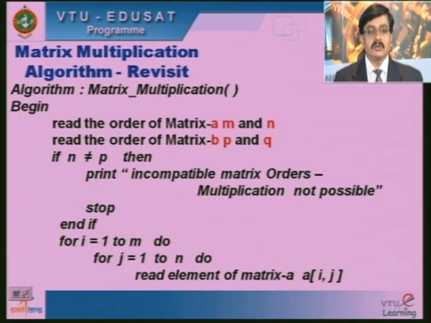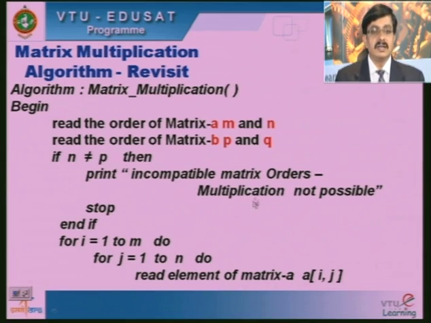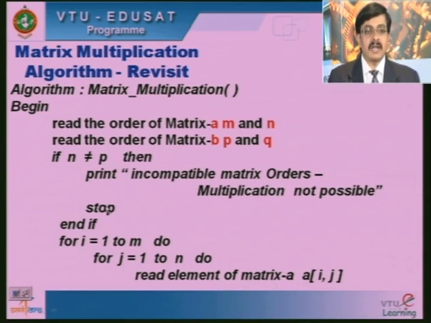The algorithm you saw yesterday is like this. First we read the order of matrix A, m cross n, and the order of matrix B, p cross q. Then we check whether n is equal to p or not. If n is not equal to p, then multiplication is not possible because of incompatible matrix order. So you display an appropriate message stating incompatible matrix order, multiplication not possible, and then stop the algorithm. When programming it, you have to stop the program there itself. Otherwise, if n is equal to p, you can perform the multiplication.